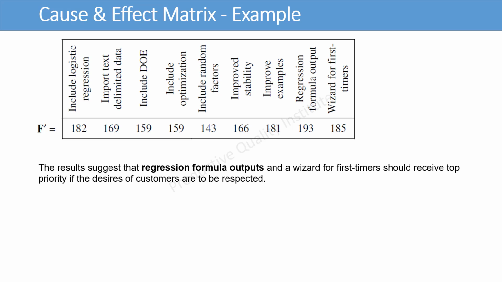Here is the result of transpose of F. The results suggest that regression formula outputs and a wizard for first-timers should receive top priority if the desires of customers are to be respected.